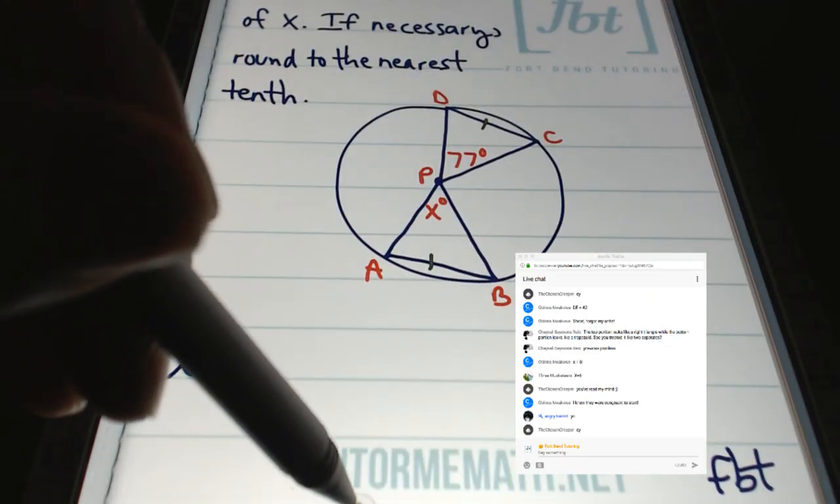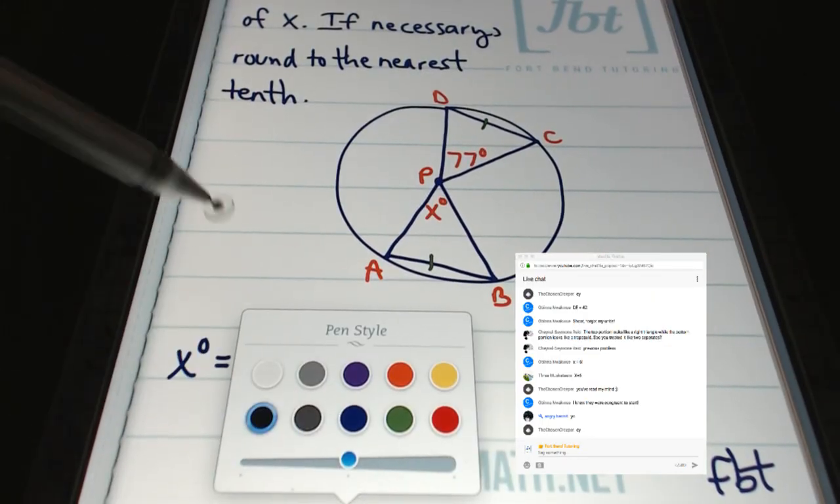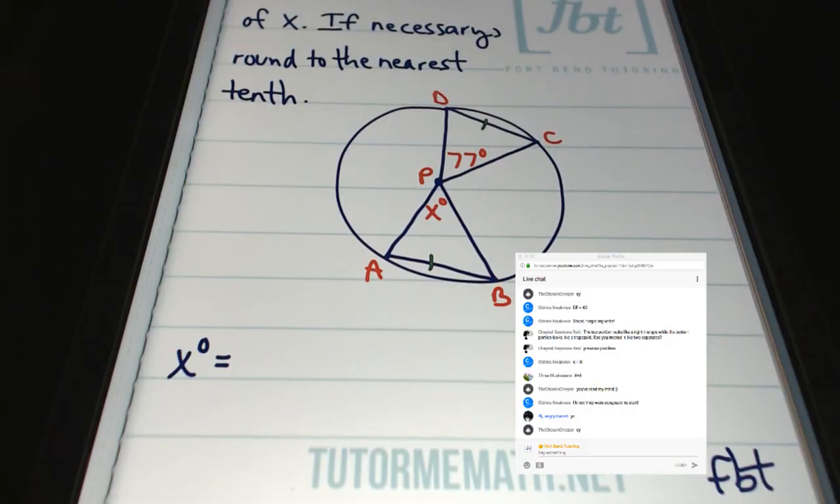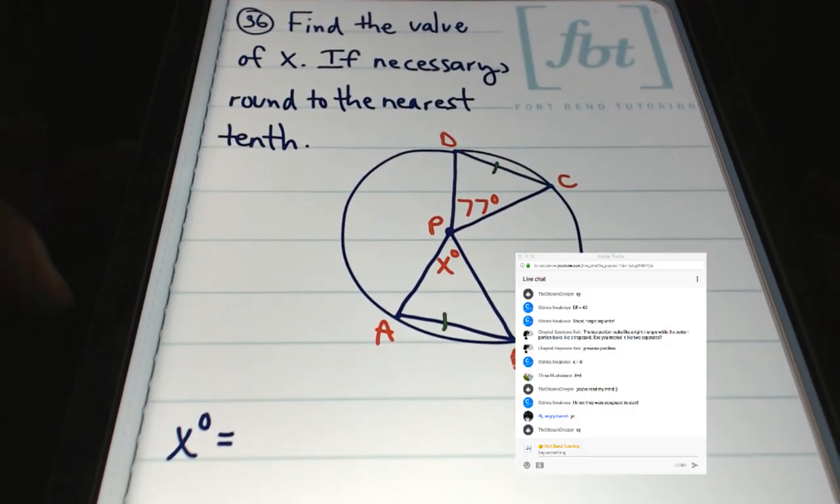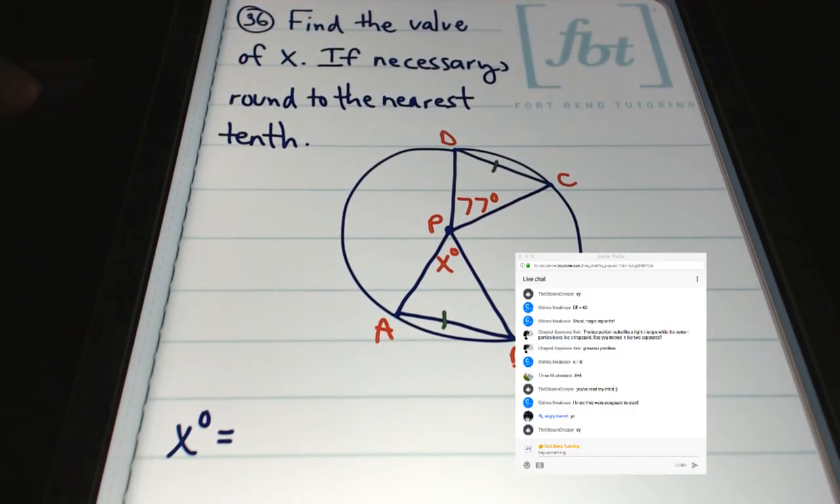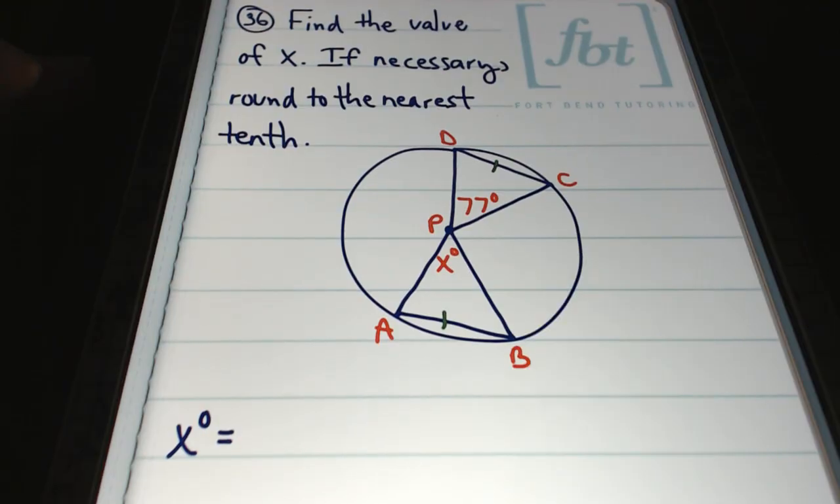We're on problem number 36, though. Let's check this out. With problem number 36, guys, we have the following. It says to find the value of x, and if necessary, round to the nearest tenth. Well, clearly, guys, we have a circle here, right? We have two triangles within it.